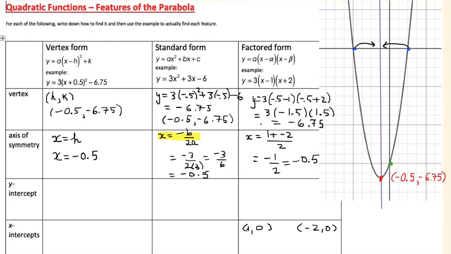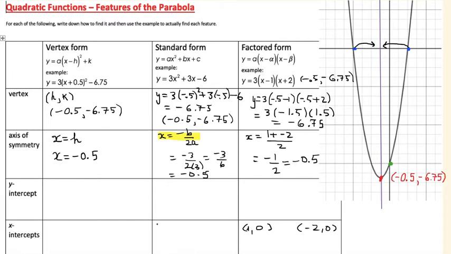I'm a little bit out of space, but you can see that the vertex is then again going to be negative 0.5, negative 6.75. Okay. The x-intercept in the standard form, let's do that one.